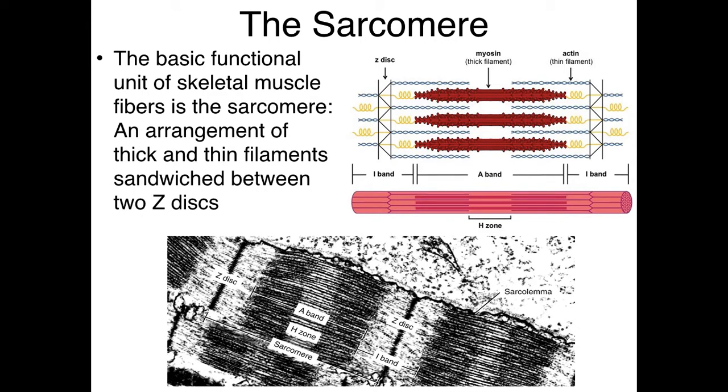So the sarcomere itself is an important structure, and I wanted to show you a picture of an actual sarcomere. So this is an electron micrograph. As you can see, this is not just us drawing pictures. This is an actual thing inside of the cell. This is an actual picture of a cell. You can see here, this is the surface of the cell. This is the sarcolemma.